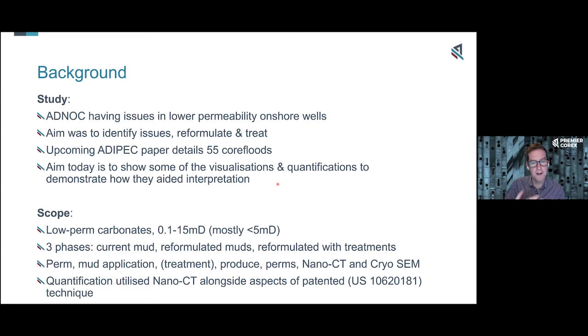And then the kind of data we measured were permeability, we measured fluid loss from the drilling fluids, we measured production rates, permeabilities again, and we did some visualizations and, importantly here, quantifications with nano CT scanning and cryogenic SEM. So I think the quantification is what I'm going to focus on with the visualizations, and that was used nano CT, which is kind of up the game in what we're able to do in the area. And what we also utilized was part of a patented technique which we've developed over recent years as well.